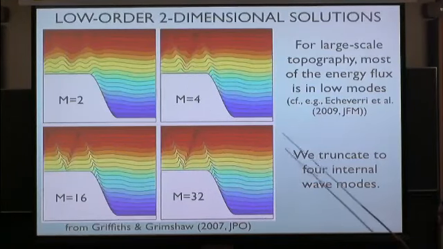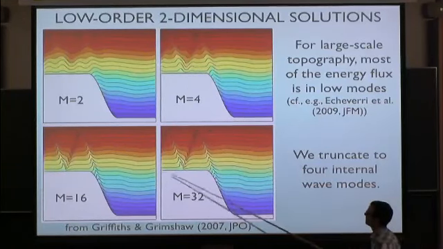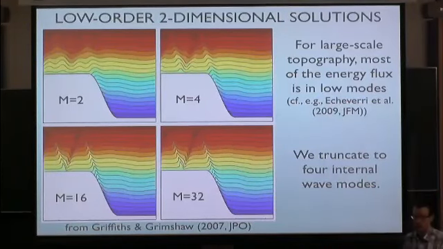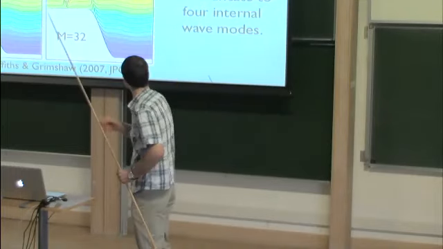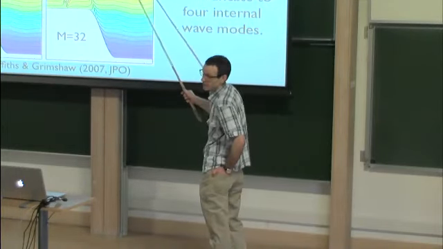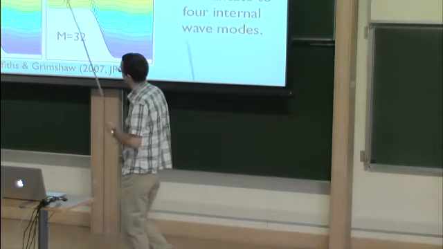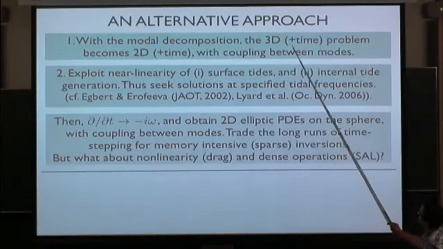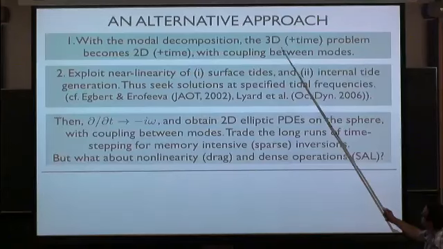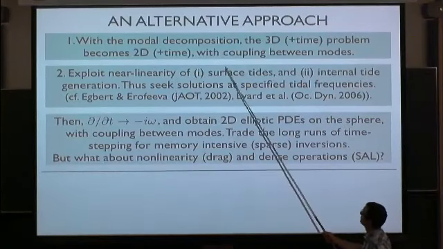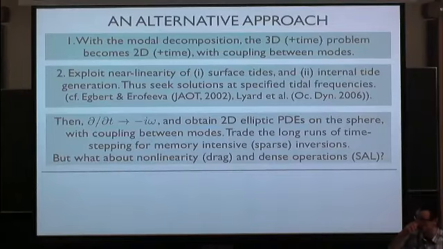In fact, most of the energy in these sorts of modal decompositions is in the low order modes, provided you're looking at topography which is sufficiently wide anyway. So later on I'll be showing you solutions which have 4 internal wave modes in them. Okay, so that's part 1 of the alternative approach, to use a modal decomposition. So 3 spatial dimensions plus time becomes 2 spatial dimensions plus time with coupling between a few of these modes.